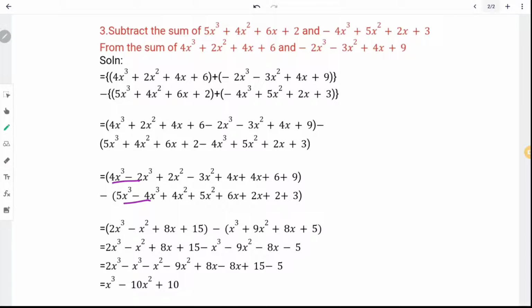So 5x cube minus 4x cube. You can see plus is greater. 5 minus 4 will simply leave 1x cube. Both are plus, you add 4x square plus 5x square, we're going to get 9x square. Again plus, right? 6x plus 2x, so 6 plus 2, 8, and then 2 plus 3, we're going to get 5 here. So I hope you got it right. When we add these 2, we got this, and when we add these 2, this is what we get.